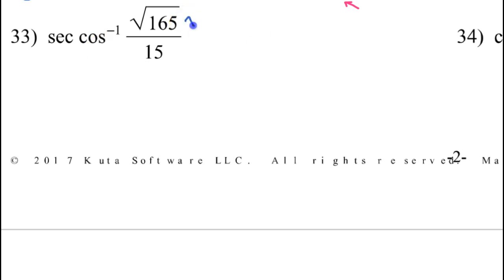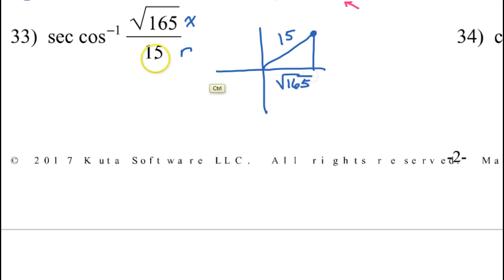Remember that cosine is x over r. So that's what I'm going to draw. Okay, so r is 15. And x is radical 165. Okay, so my triangle is like this. So this is radical 165. Okay, so this is the angle. So the inverse cosine of this number is an angle. I don't know what that angle is, but here's a picture of it.